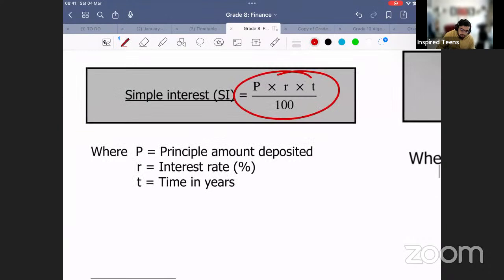Okay, so let's just go through this formula first. This formula says simple interest is equal to P times R times T. Those mean nothing until we know what they actually mean. P is the principal amount deposited. We'll go through that in a bit more detail. R is the interest rate and T is time in years.